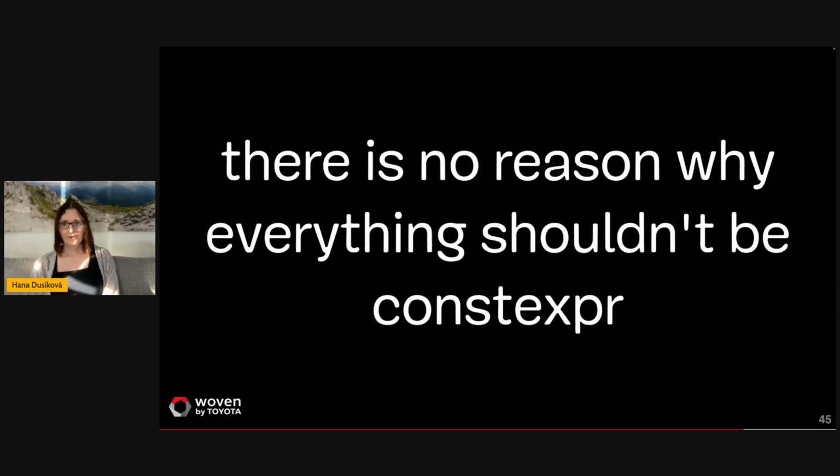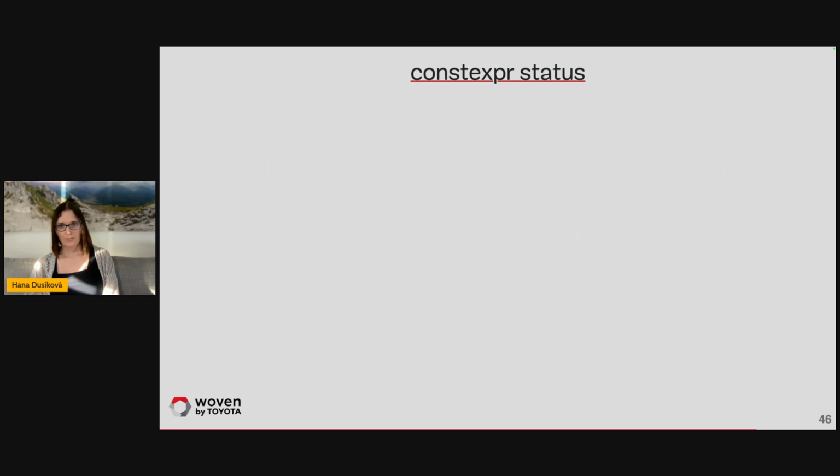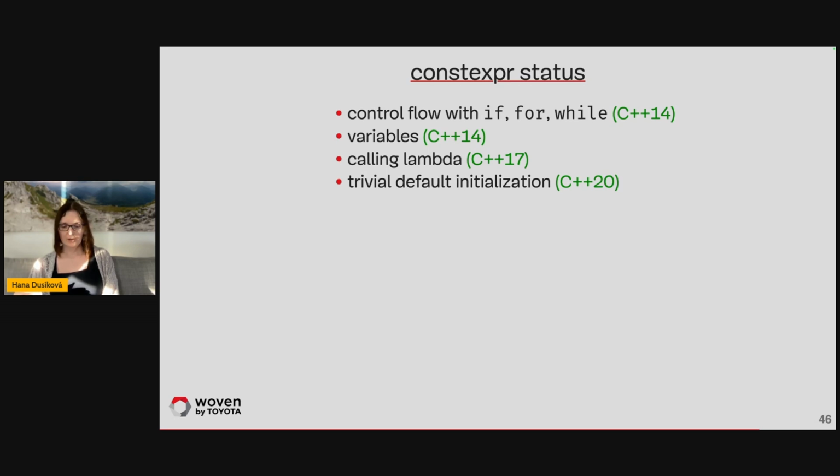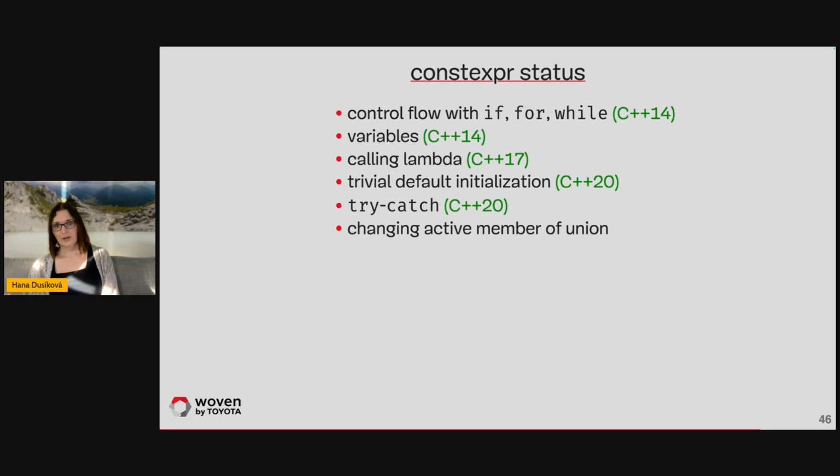But there is technically no reason why everything shouldn't be Constexpr. Kinda. We have control flow: if, for, while, and we have variables. Since C++ 20, we can call lambdas in Constexpr. We have trivial default initialization, so you don't need to initialize every variable inside of Constexpr. You can have try-catch since 20, but not throwing exceptions.